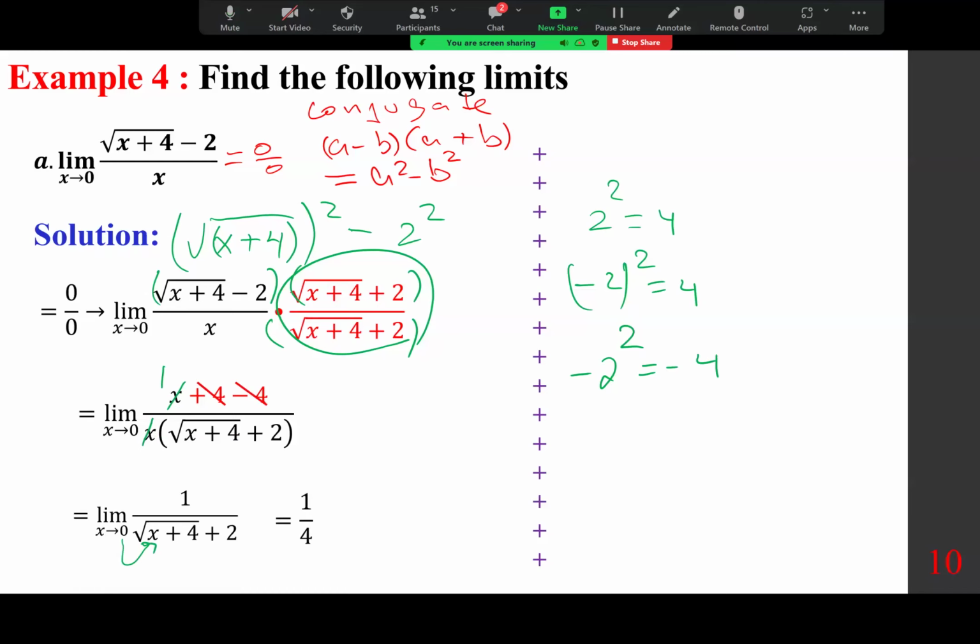So algebraic techniques, when we get to 0 over 0, which is one form of an indeterminate form, we use our algebraic technique. So we're going to continue on that thought.